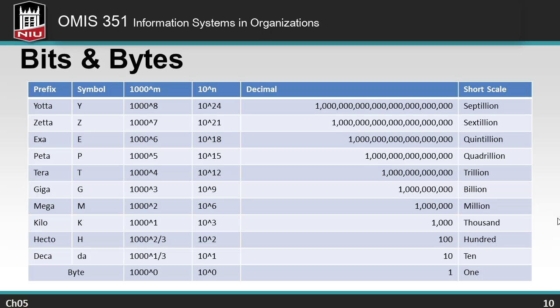We saw a few examples earlier, but here's a more complete chart showing the various prefixes indicating the various number of bytes. For example, 1 trillion bytes is a terabyte, or capital T, capital B.